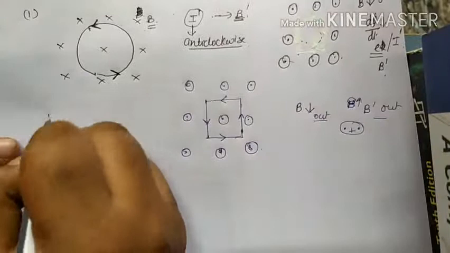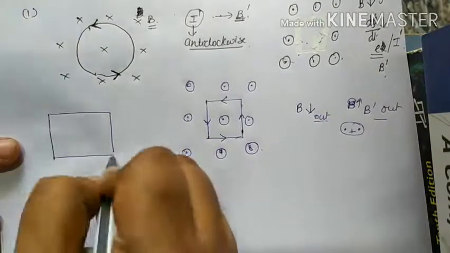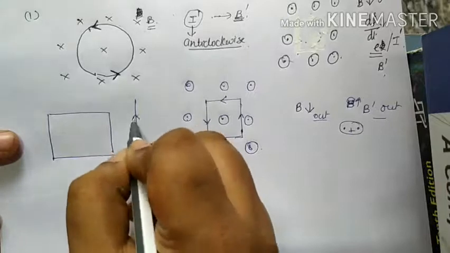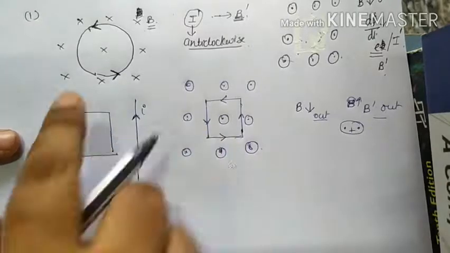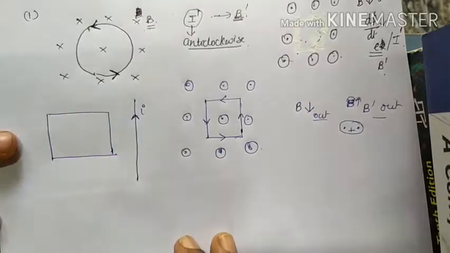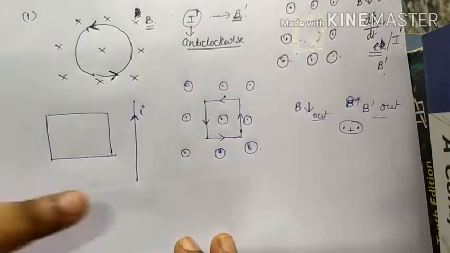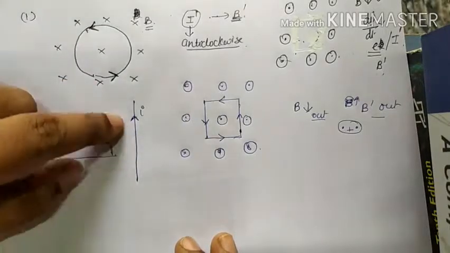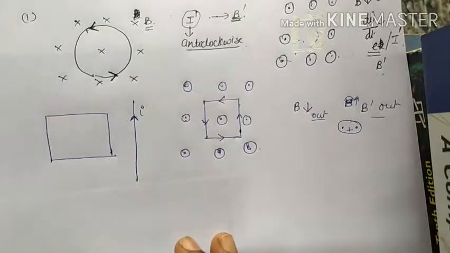Same, I am taking a square coil. There is no current flowing here, but a current carrying infinite wire is kept close to it, right? So this is a coil, this is a straight wire. Any straight wire, infinite wire, will have its own magnetic field. I have taken it, guys.